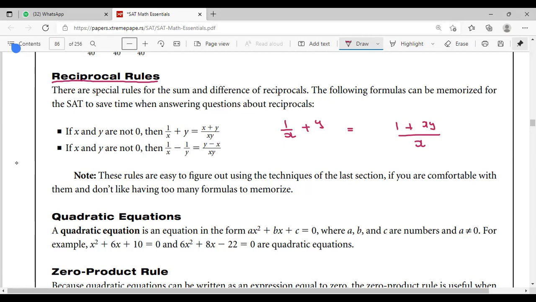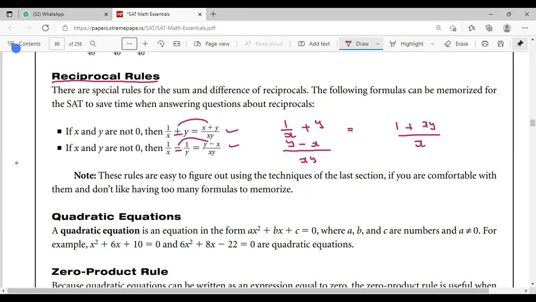There are special rules for the sum and difference of reciprocals. The following formulas can be memorized for the SAT to save time when answering questions about reciprocals. The difference in this one and this one here is that here we have y and here we have 1 by y. There's a plus sign and there's a minus sign. When we have plus, we have plus here. When we have minus here. Let's do this one. We'll have x, y. So we need to multiply y minus, and we would get x.